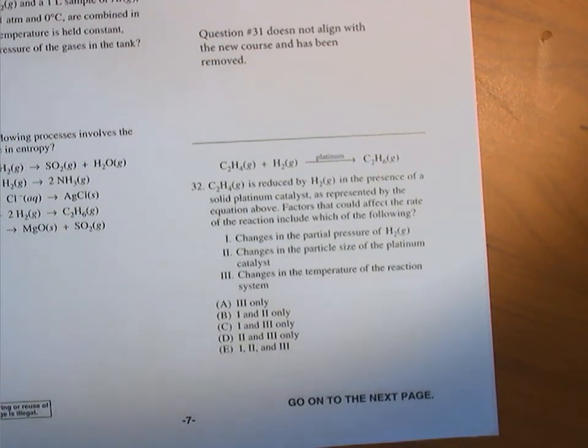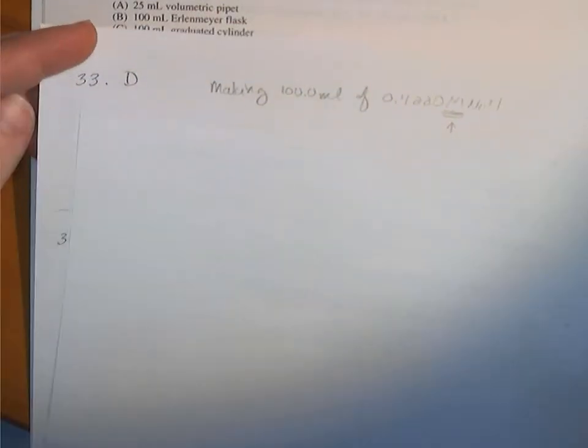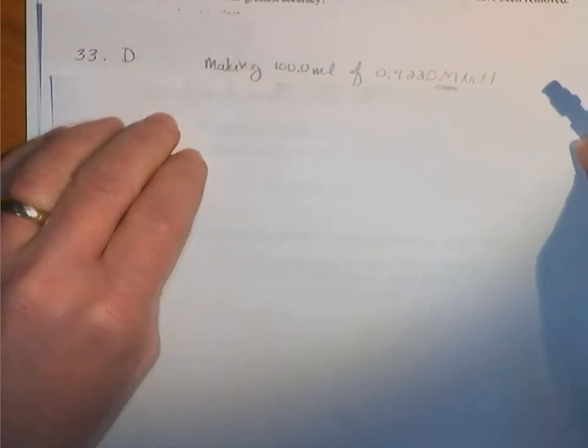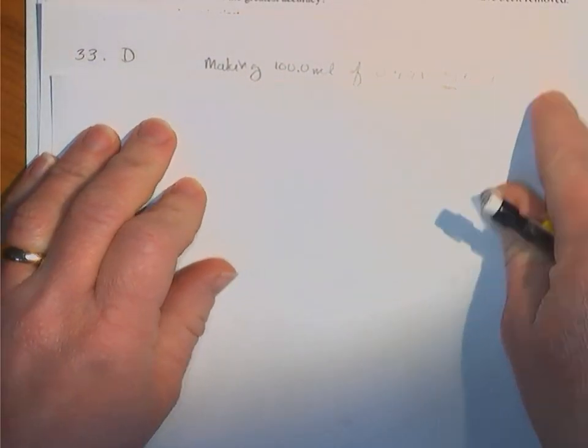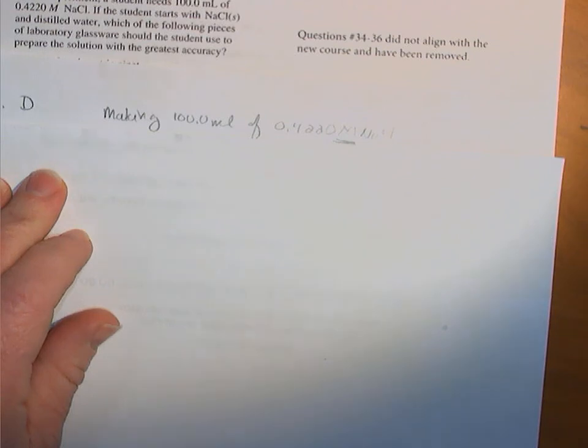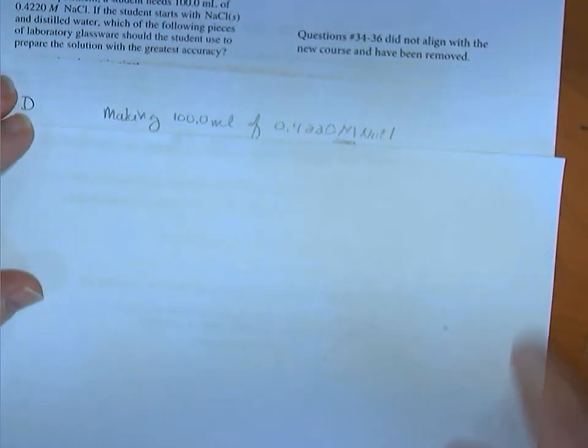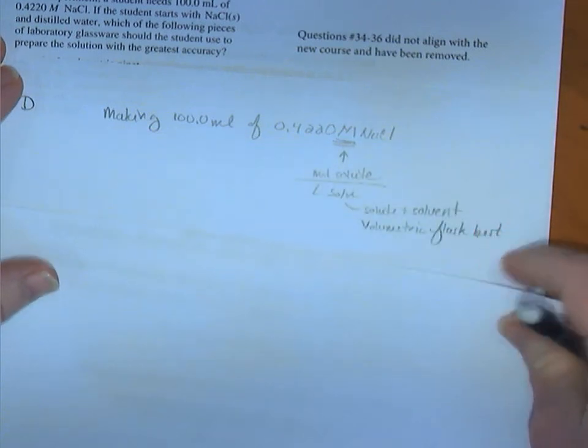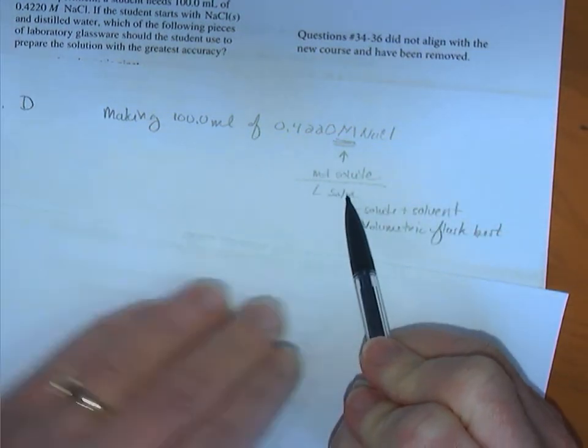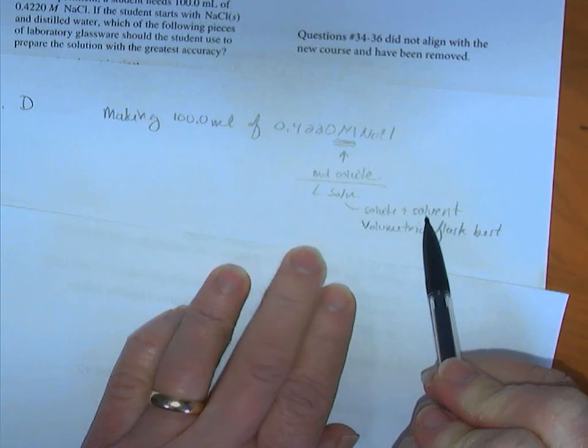All right, continuing onward. 33. All right, you are making 100 milliliters of a molar sodium chloride solution. And if we remember, molarity is moles of solute per liter of solution, which is the volume of the solute and the solvent.